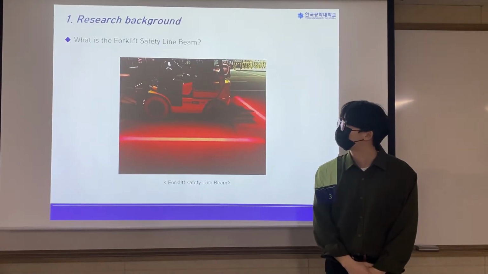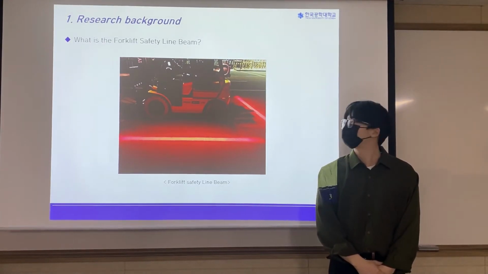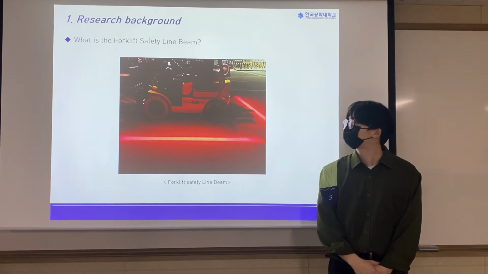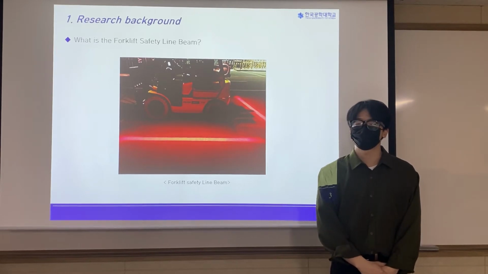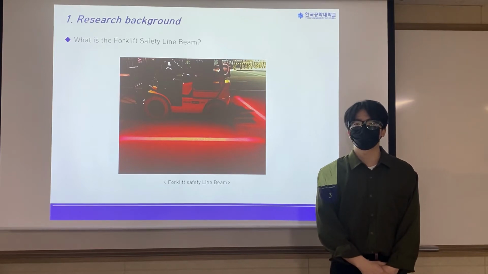Have you ever heard or seen about the Forklift Safety Line Beam? Please look at the picture. Forklift Safety Line Beam is the straight light around the forklift. It has been used to prevent forklift accidents in various environments like an industrial site, a factory, and so on. The forklift safety line beam is normally mounted on the rear or side of the forklift, and it uses a red light source to give an impression of a warning.